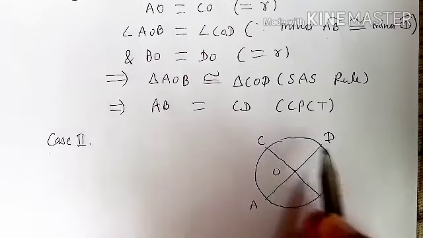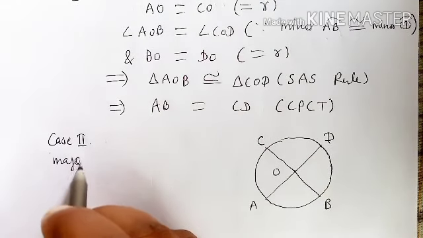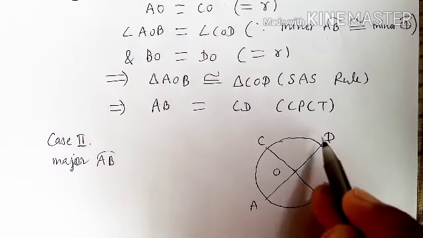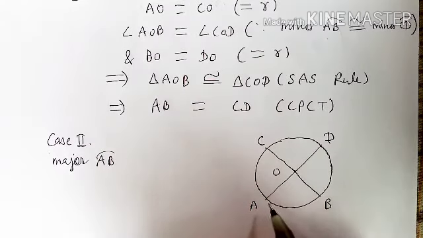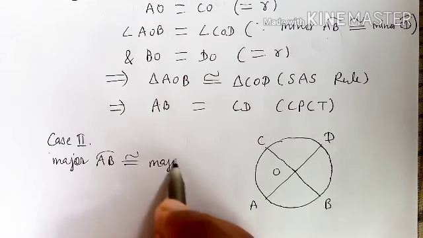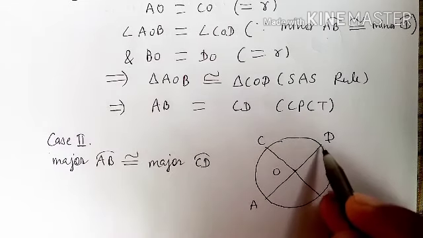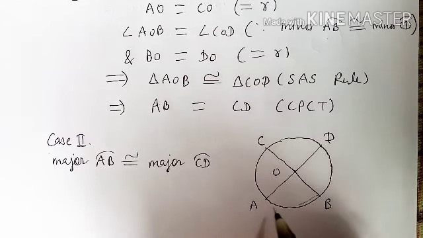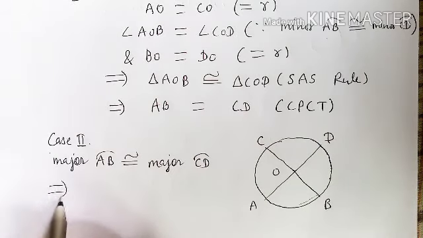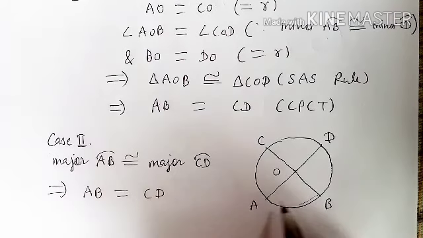Case 2. In the circle, major arc AB, this arc, is congruent to major arc CD. Major arc CD is this arc. This implies that chord AB is equal to chord CD.